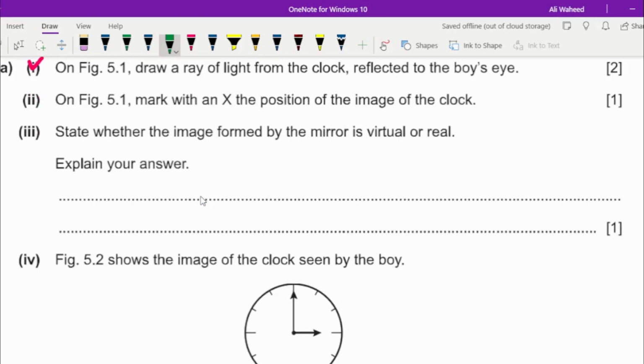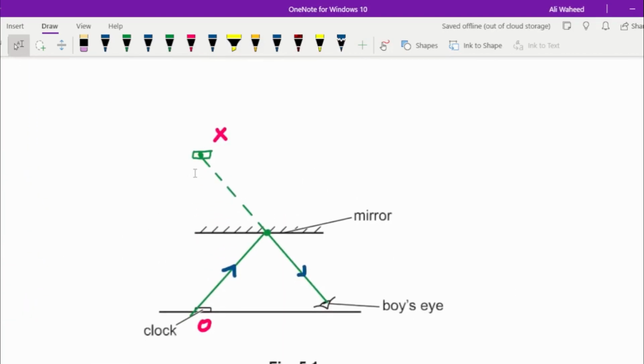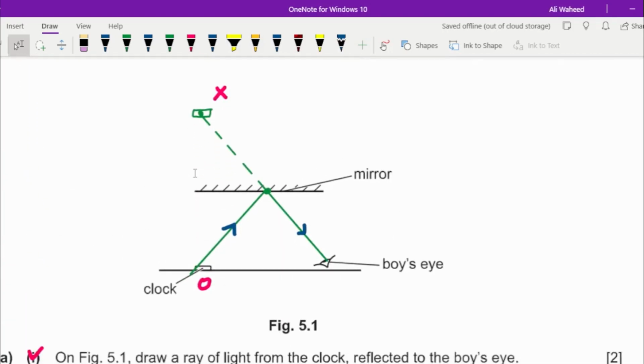Then we have the next thing. State whether the image formed by the mirror is virtual or real. And then in the next step, they ask you to explain your answer. So you have to first state if the image is real or virtual, and then you have to explain your answer as well. So is this image, in fact any image formed by the plane mirror, real or virtual?